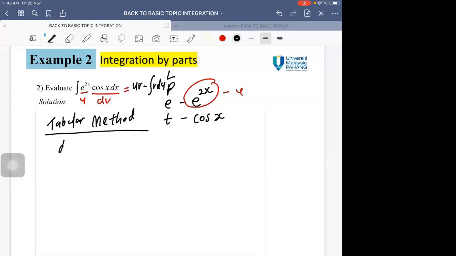So we have the differentiation column here, and then we have the integrate column here. Here is exponent 2x, here is cos x. Students, can you tell me, differentiate exponent 2x? 2 exponent 2x. All right, good. And then at the column for integration, integrate cos x. What do you get?